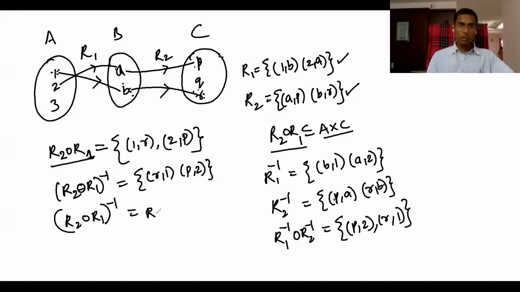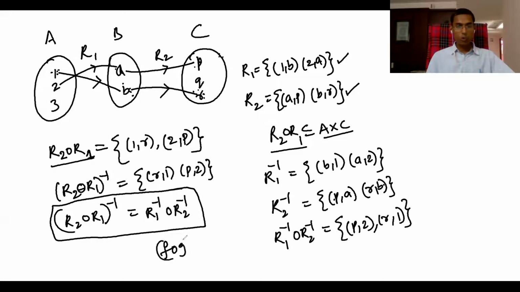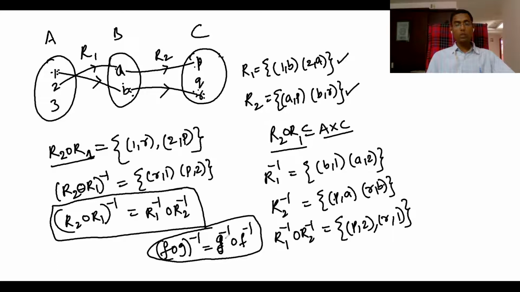R1 inverse circle R2 inverse. This is what we got. So this is the formula. What is that? F circle G whole inverse equals G inverse circle F inverse. This is if two functions are there, this you will get. So take a screenshot and study, understand.